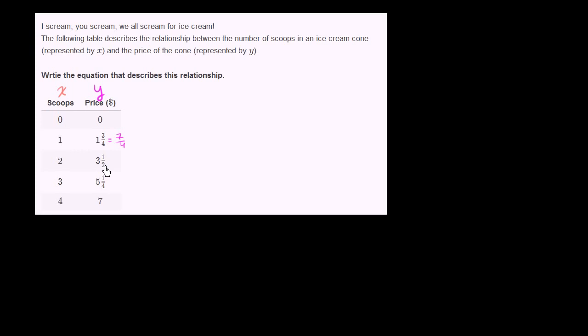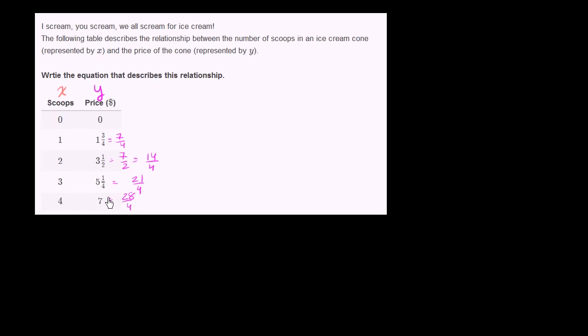Let me see if I can write this in a clearer way. 2 times 3 is 6 plus 1 is 7, so this is 7/2, which is the same thing as 14 over 4. When x is 3, y is 5 1/4. As an improper fraction, 4 times 5 is 20 plus 1 is 21, so this is 21 over 4. And finally, if we write this as something over 4, 7 is the same thing as 28 over 4.